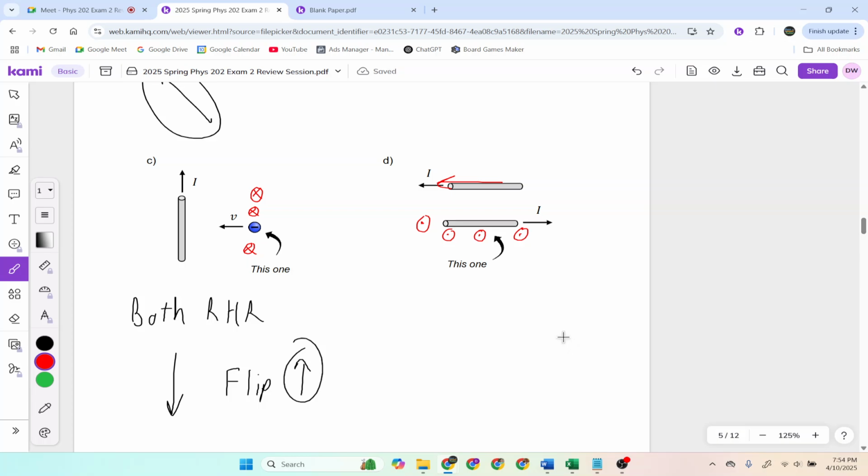Then I do the right-hand rule for the bottom wire for force. That's going to be thumb to the right for current, fingers pointing out of the page for magnetic field, palm is going to point down. Down is the correct answer.